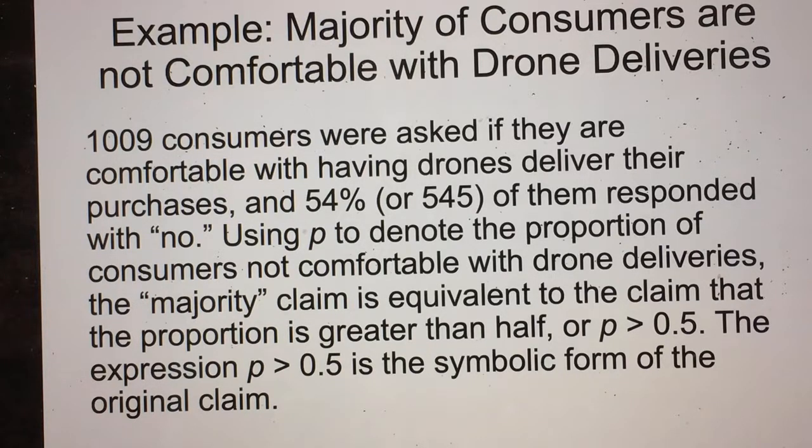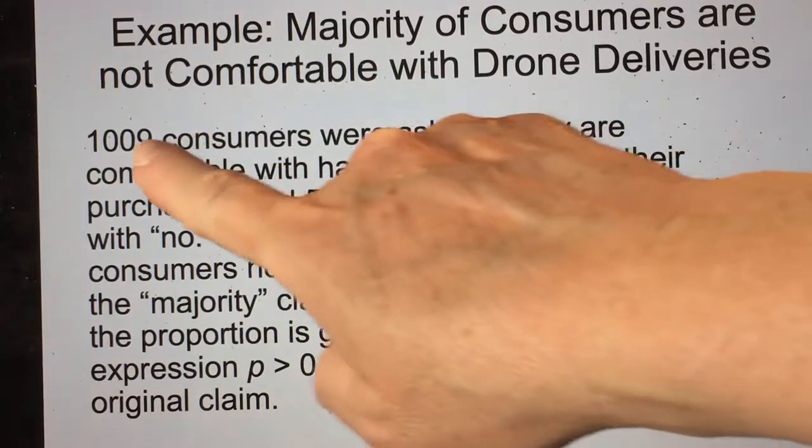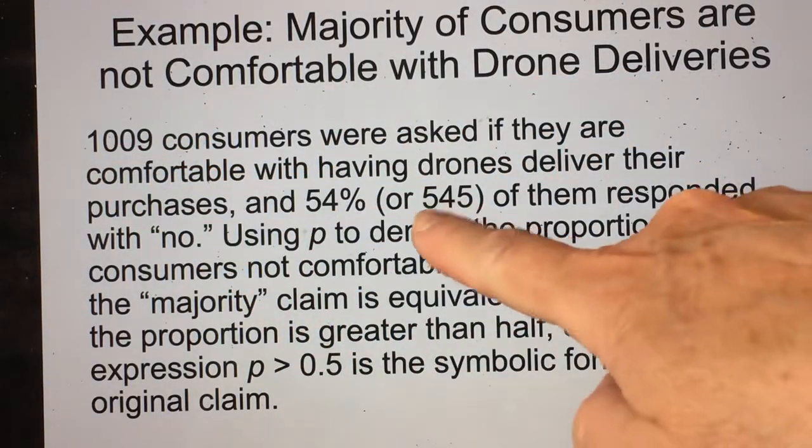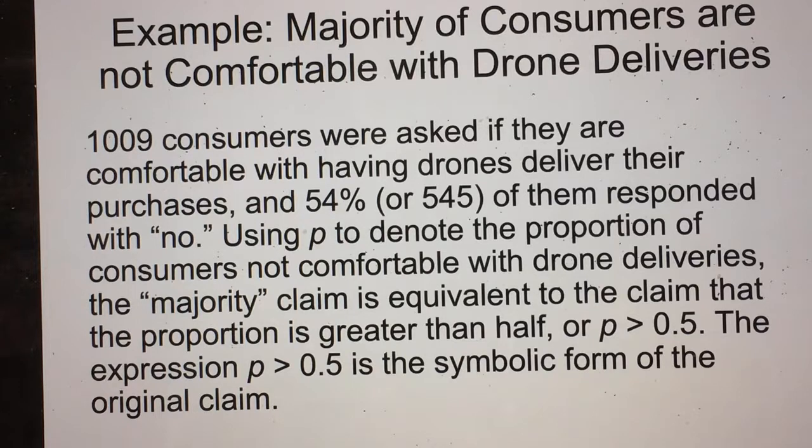1,009 consumers were asked if they were comfortable with having drones deliver their purchases, and 54%, which if you take 54% of 1,009, you get 547 of them, responded with no. Using P to denote the proportion of consumers not comfortable with drone deliveries, the majority claim is equivalent to the claim that the proportion is greater than half, or P is greater than 0.5. The expression P is greater than 0.5 is the symbolic form of the original claim. So here we've got number 1 and number 2 already stated here.